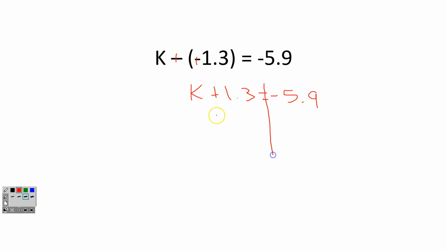So draw my fence. The opposite of adding a 1.3 would be to subtract 1.3. Those cancel out. That's going to give me a K. A negative plus a negative is a negative. And that would give me an answer of 7.2. So my answer would be K equals a negative 7.2.